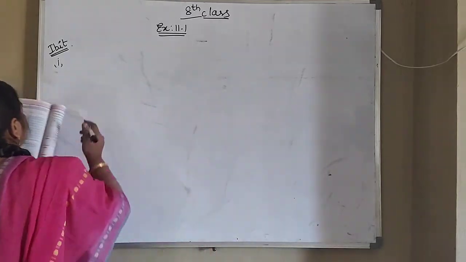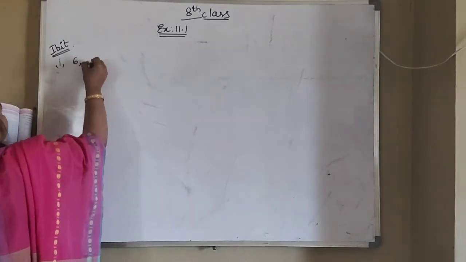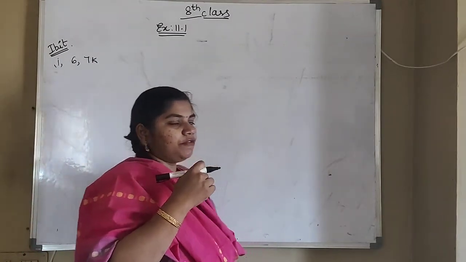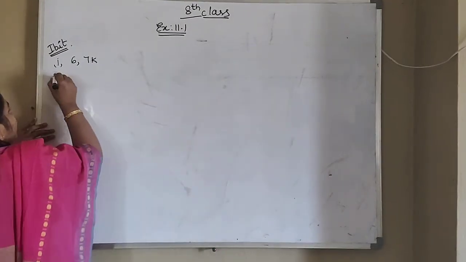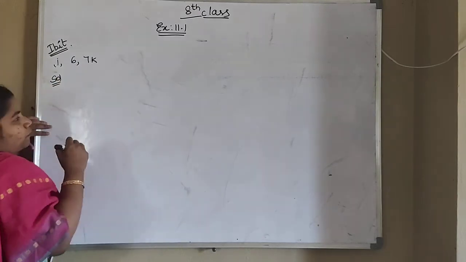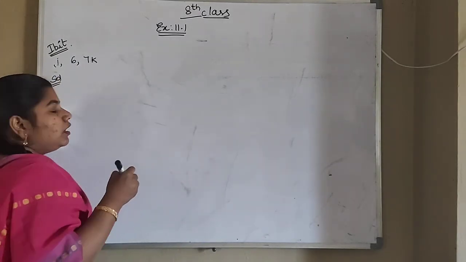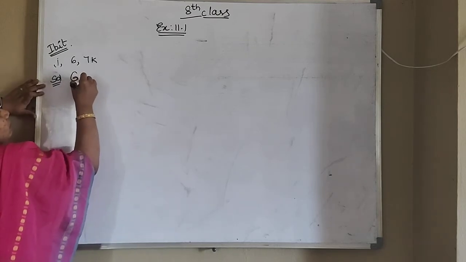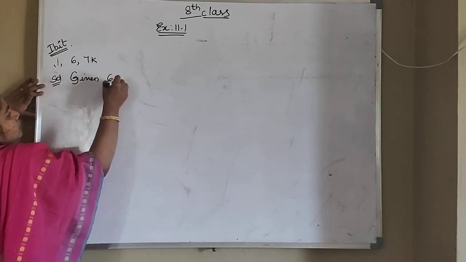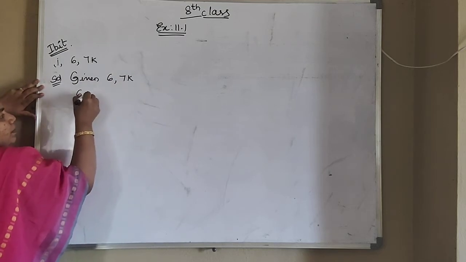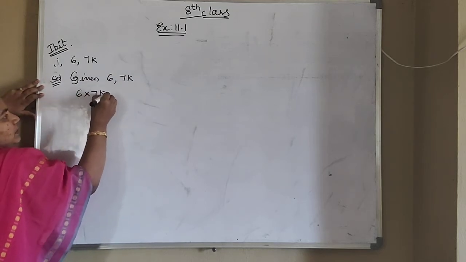So what is the first one here? 6, 7k. How to find the product? Product is nothing but we have to multiply the terms. So given 6, 7k, we have to multiply. So how to multiply 6 into 7k?